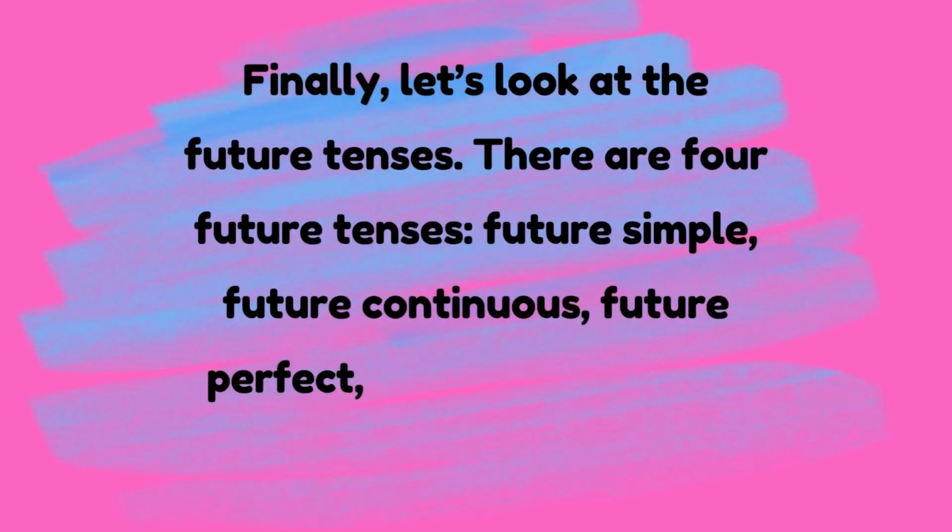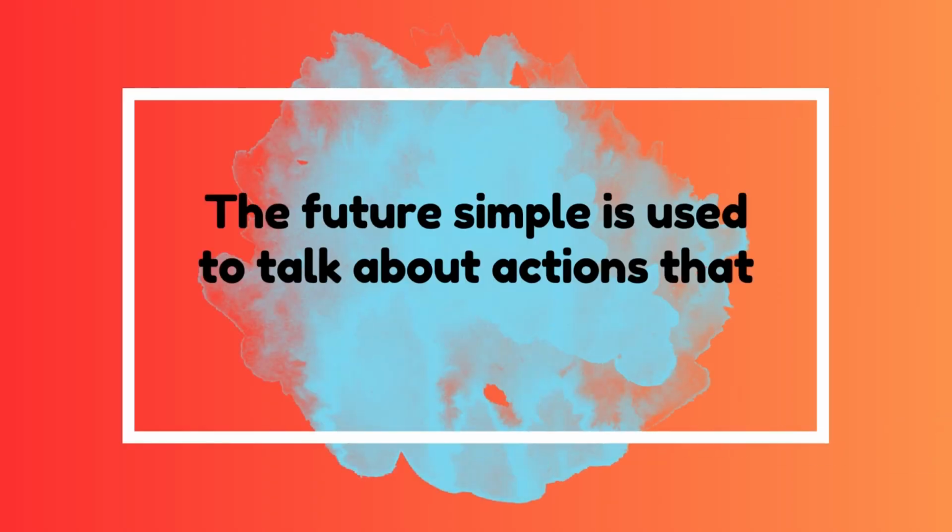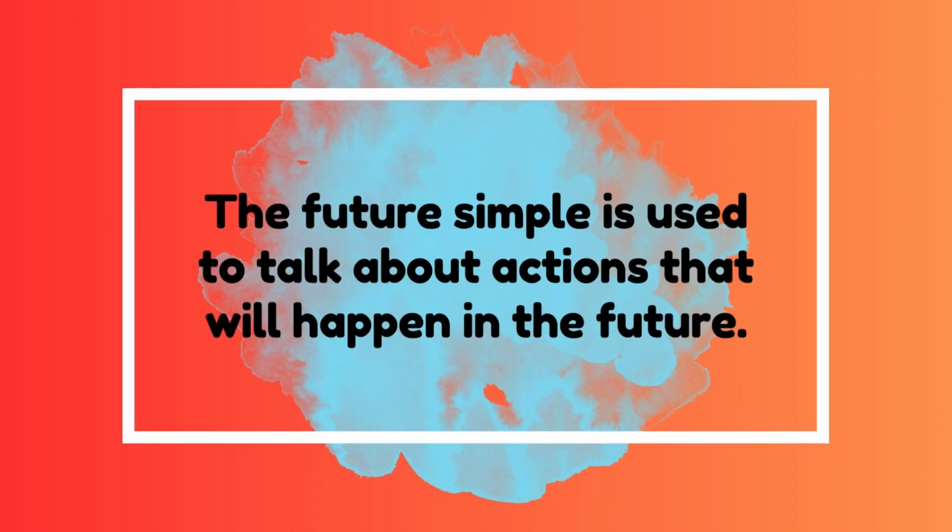Finally, let's look at the future tenses. There are 4 future tenses: future simple, future continuous, future perfect, and future perfect continuous. The future simple is used to talk about actions that will happen in the future.